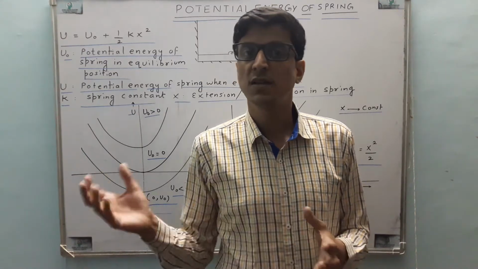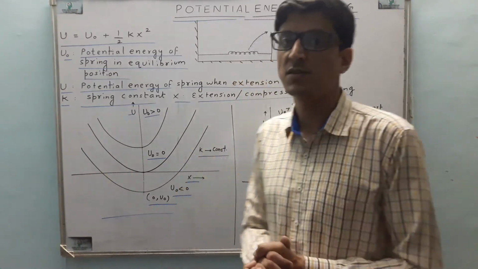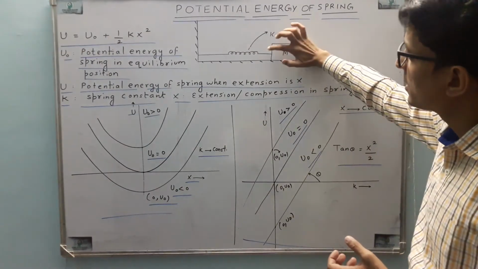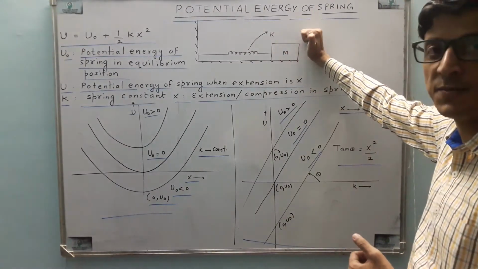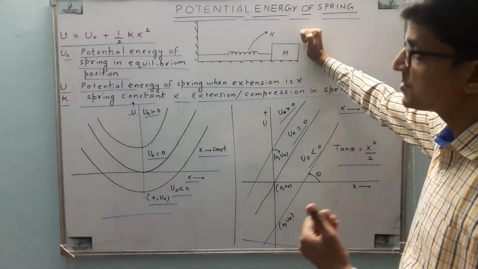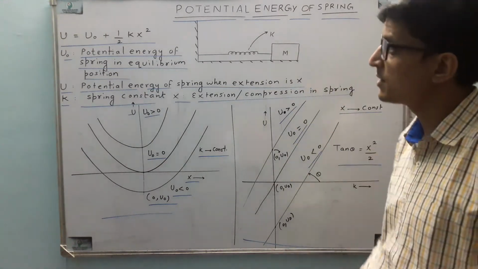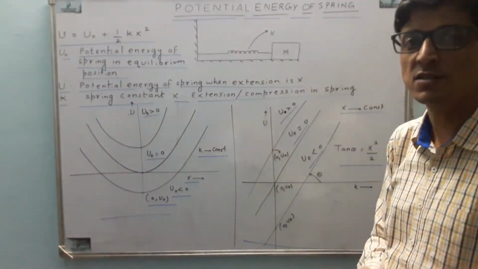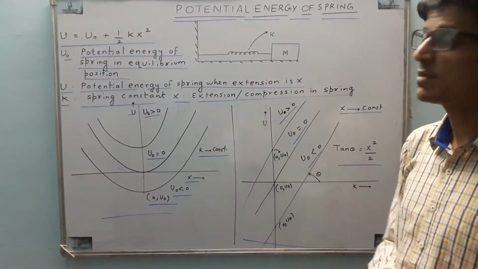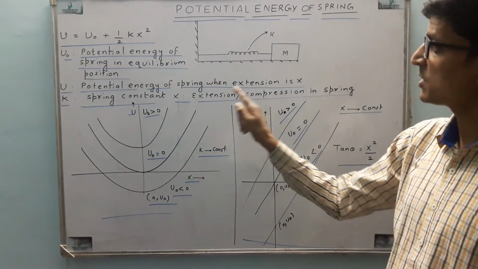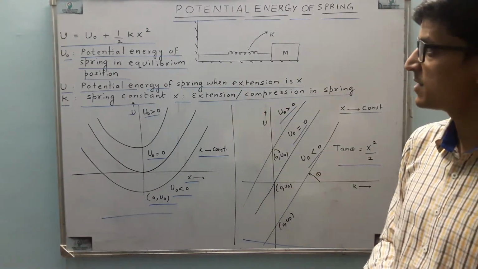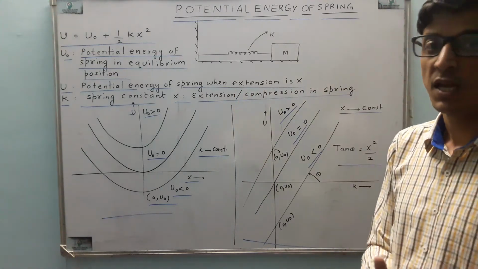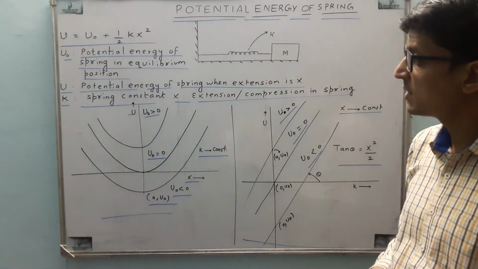So let's now discuss the mathematics of the system. Suppose there is a mass M which is connected to a spring of spring constant K. By proper derivation, this potential energy comes out to be U = U0 + (1/2)kx², where U0 is the potential energy of the system when the system is in equilibrium, U is the potential energy of the spring when extension is x, K is the spring constant, and x is extension or compression in the spring.